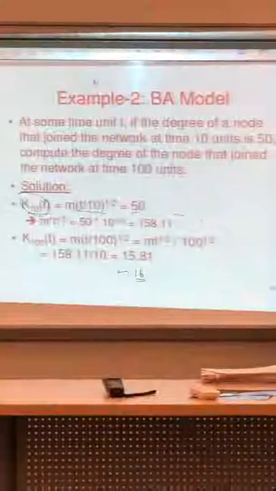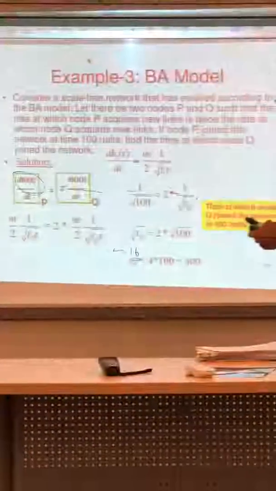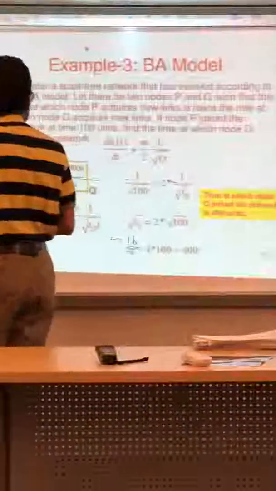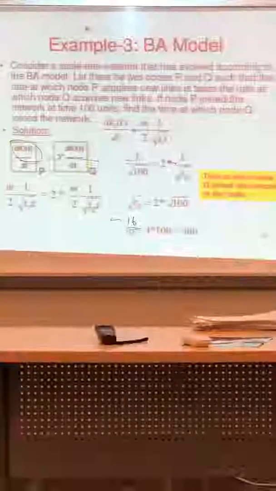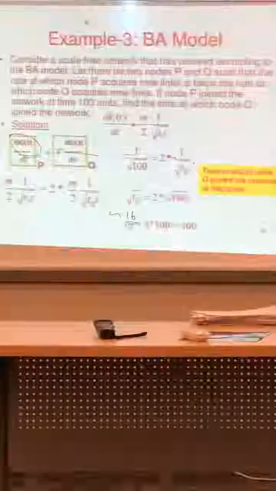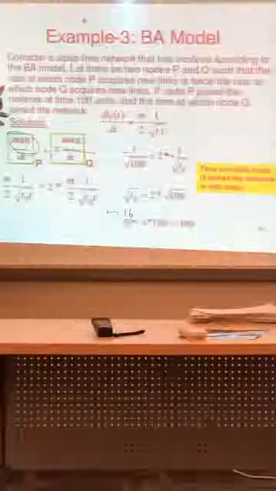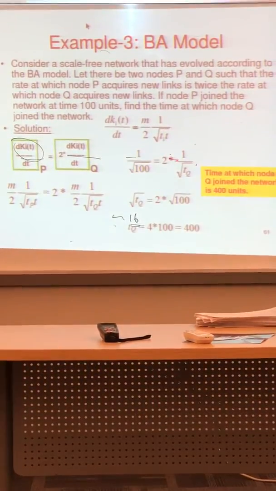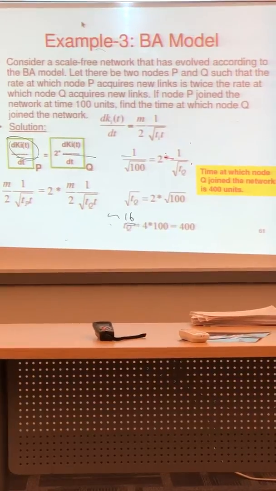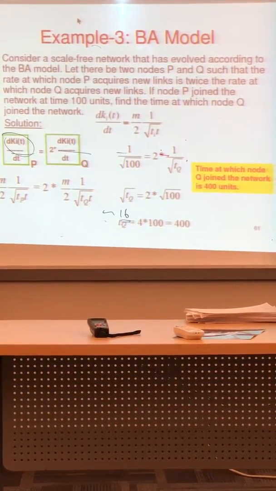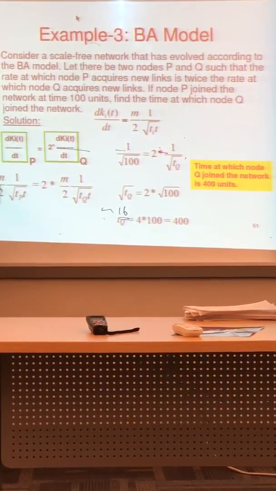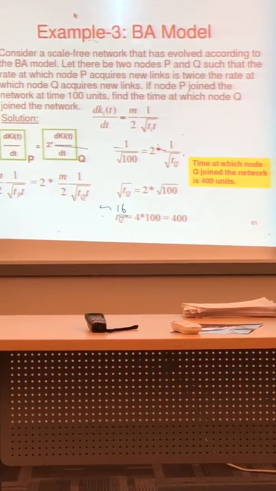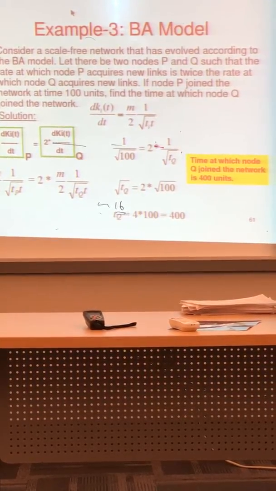All right. So again, BA model. Consider a scale-free network that evolved according to this model. Now let there be two nodes P and Q, such that the rate at which node P acquires new links is twice the rate at which node Q acquires new links. The rate at which a node acquires new links means the rate at which the degree of the node is growing.